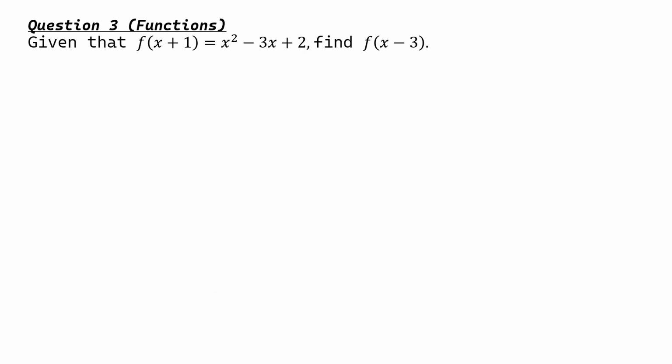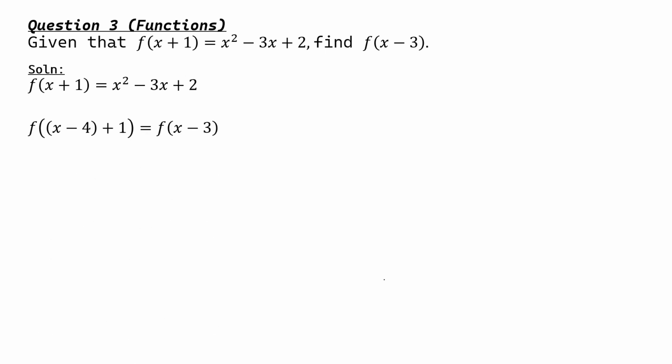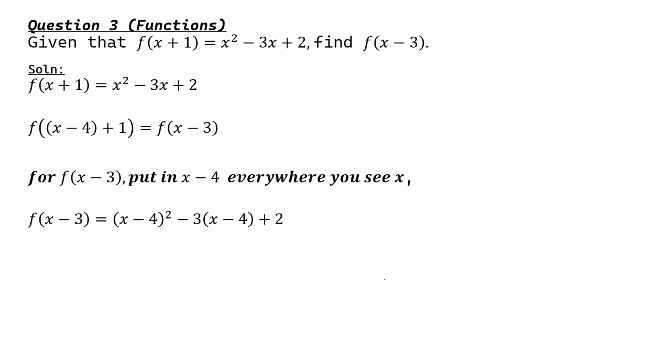Good. So what do we have? We have f of x minus 4 plus 1 given as f of x minus 3. Now, wherever you see x in f of x plus 1, which is x squared minus 3x plus 2, we put x minus 4 there. We have f of x minus 3 equals x minus 4 squared minus 3 multiply x minus 4 plus 2.